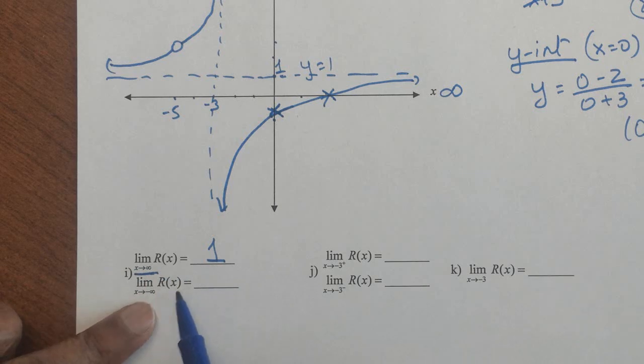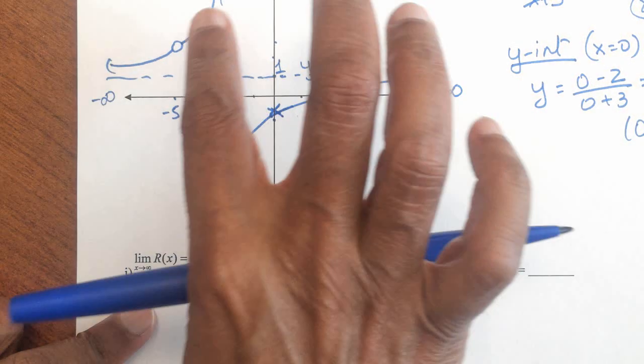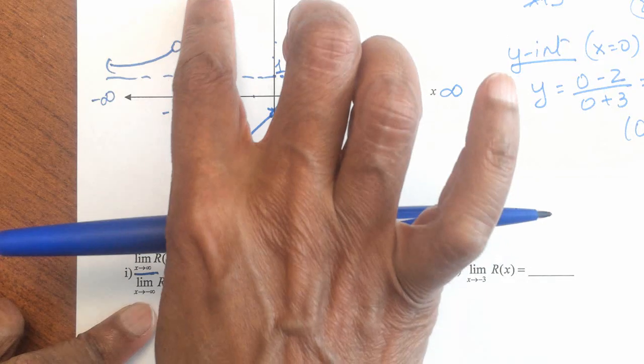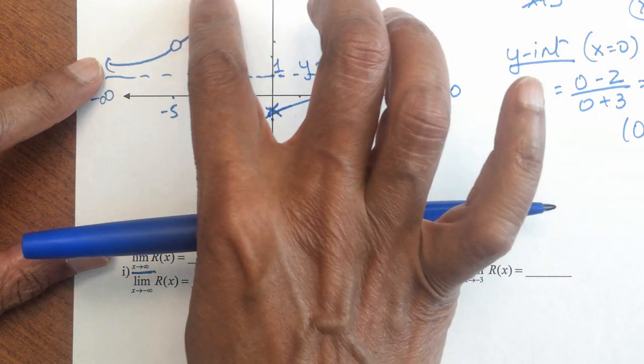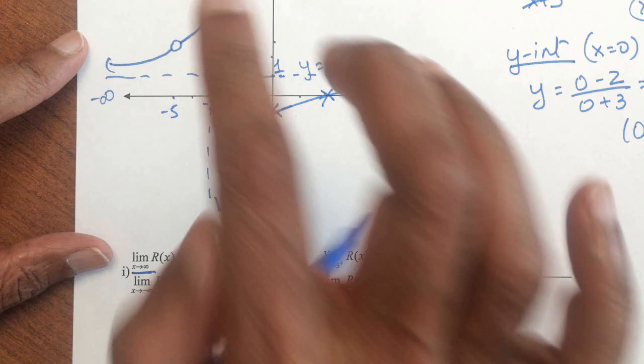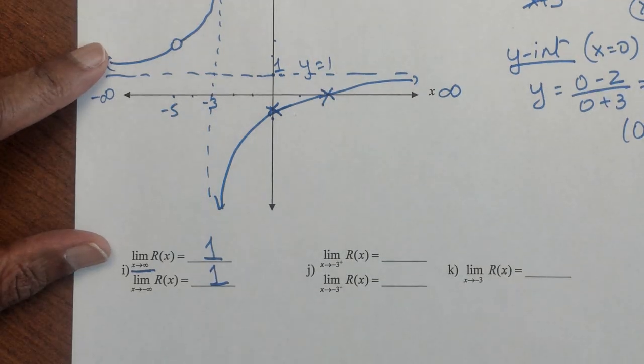That's why. As x is going towards negative infinity, okay, where's my graph? Which part of my graph is going towards negative infinity? It's this part of the graph. And what's happening to my y value? It looks like it's dropping down, but again getting limited at 1. So this will also be 1.